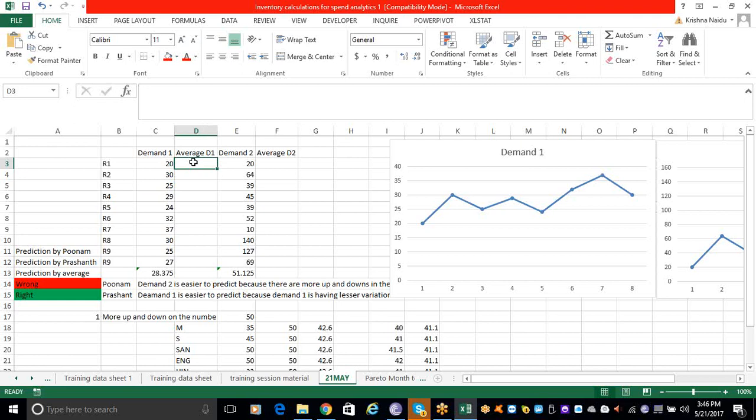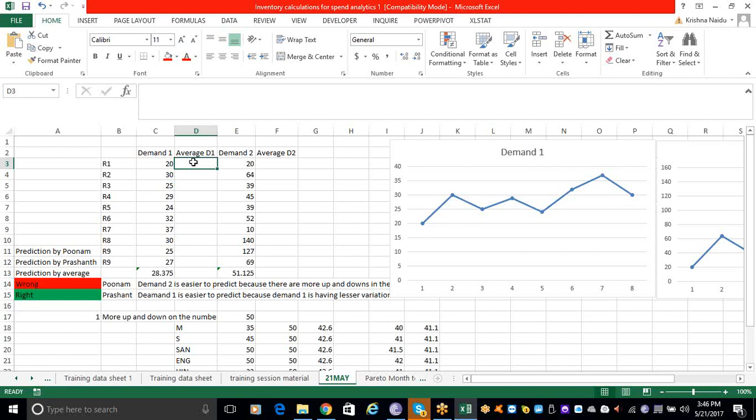So how do you find how much error there will be? Poonam or Prashant, whenever you calculate the future demand, a future prediction, every forecast will have an error. It is very rare for a forecast to be completely accurate. So we need to understand how much error will be there in the prediction.